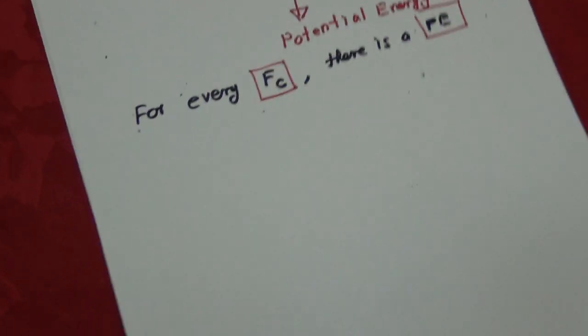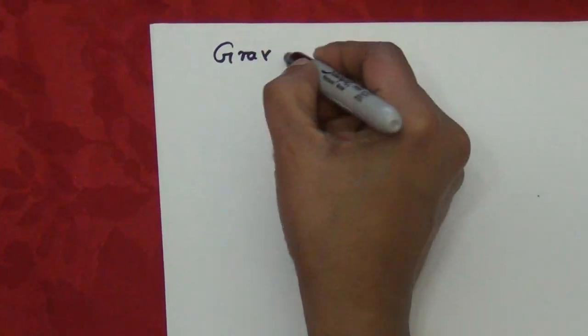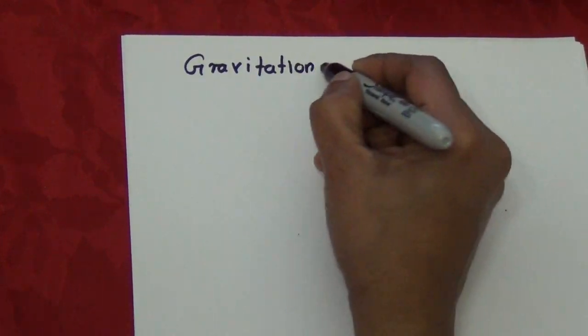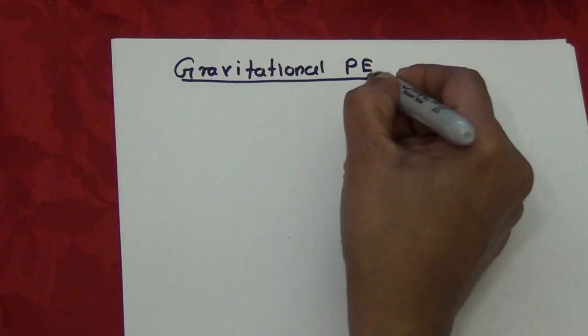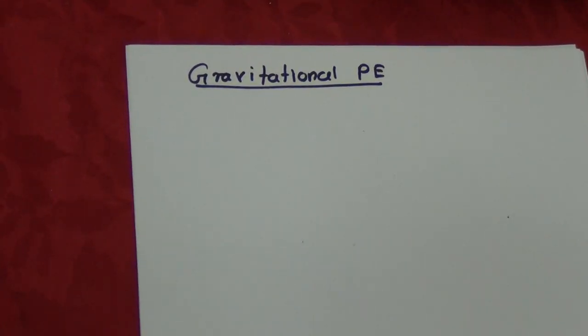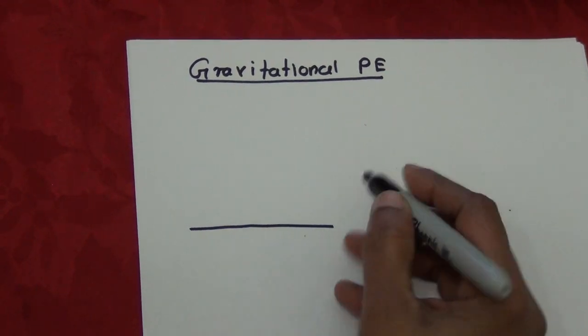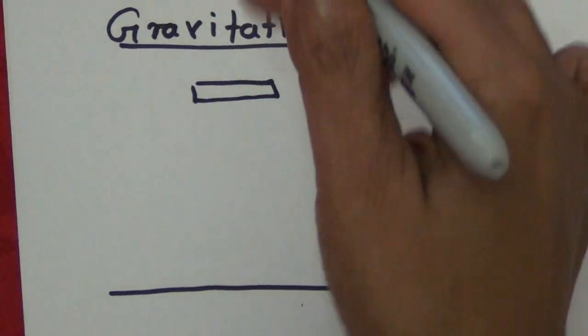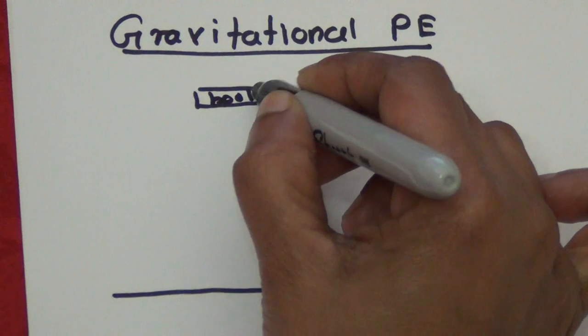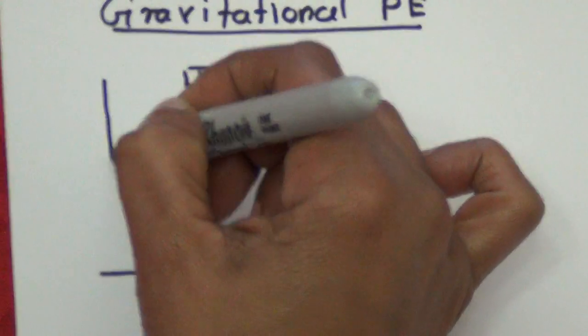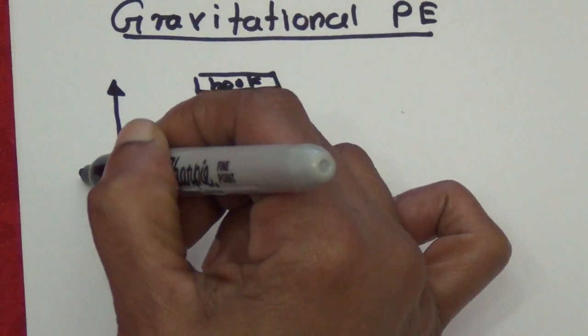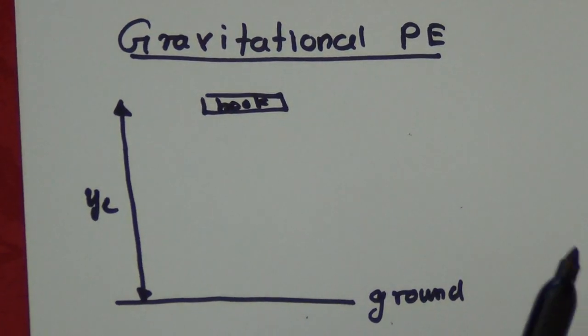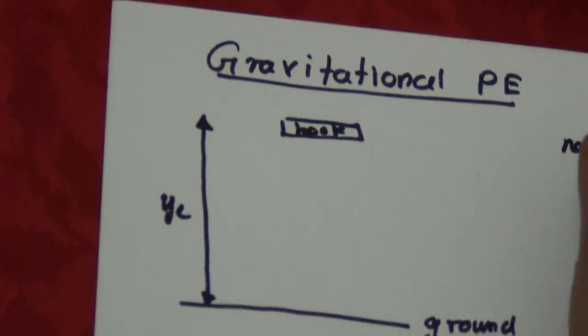So now let's see gravitational potential energy, right? Let's see an example: this is the ground level and you have a book at some higher elevation or higher position. The height, we'll take it as y initial. Now you drop the book just like a free fall and you neglect air friction.